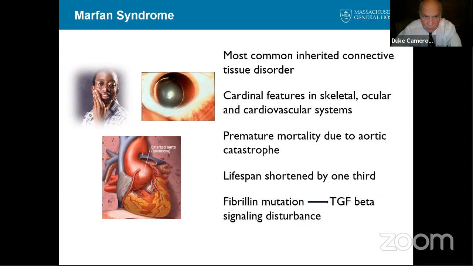Similar, but actually quite different in most respects, is the Loeys-Dietz syndrome. This was a syndrome described in 2005. These patients had aortic root aneurysms very similar to Marfan syndrome patients, but in many ways it behaves differently. This is a result of the TGF-beta receptor mutation, which also leads to TGF-beta excess and these aortic changes. Now, these patients have very distinct phenotypic features.